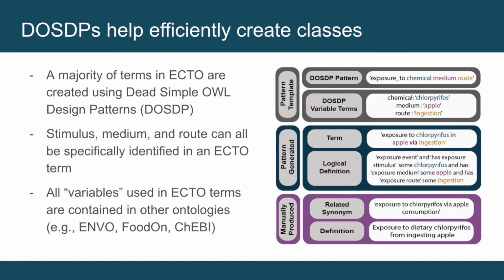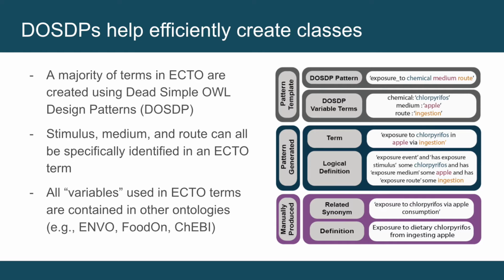So I said I would talk a little bit more about class development. For the most part, when we're creating classes in ECTO or these exposure terms, we are using Dead Simple OWL Design Patterns, otherwise known as DOSDPs. And that helps us to efficiently make a lot of classes at once. So as I already mentioned, for most of our terms, they look like exposure to variable field.